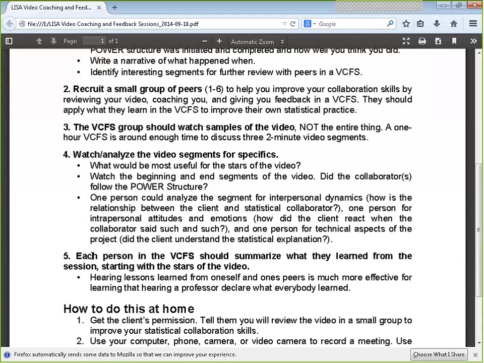Then the 5th key idea is that each person in the video coaching and feedback session should summarize what they learned from the session. This has been really effective because there are lots of lessons, and I talk and give lots of advice during the session. But having students hear what other students learned is really effective. And for students to verbalize what they learned themselves makes them learn it even deeper. So each person should go around and say what they learned from the meeting.